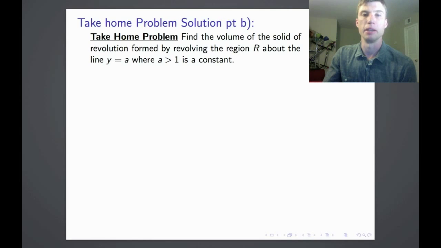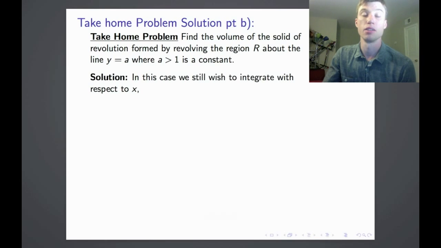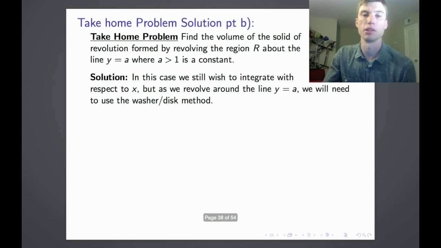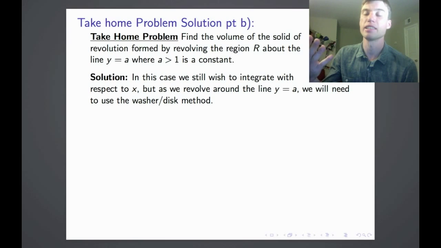Alright, part B. We're finding the volume of the solid of revolution formed by revolving the region about the line y equals a, where a greater than 1 is a constant. So we still want to integrate with respect to x. Our functions are still of x. But the line y equals a is more like the x-axis. So we want to use the washer-disk method.